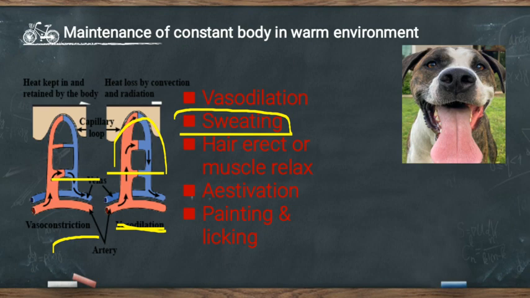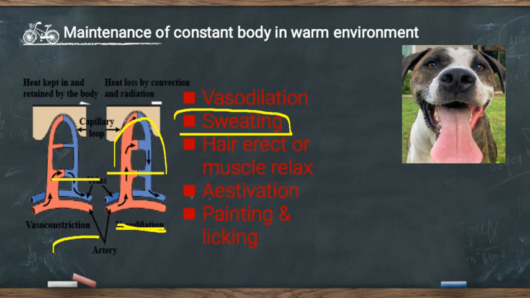Alright, let's proceed. We have looked at how organisms are able to maintain a constant body temperature in warm environments. One of the ways is vasodilation, where the superficial blood vessels that are near the skin dilate so that much blood flows close to the skin and then heat is lost from it.